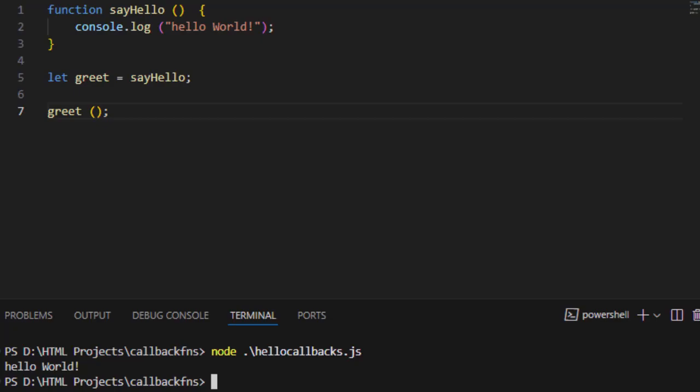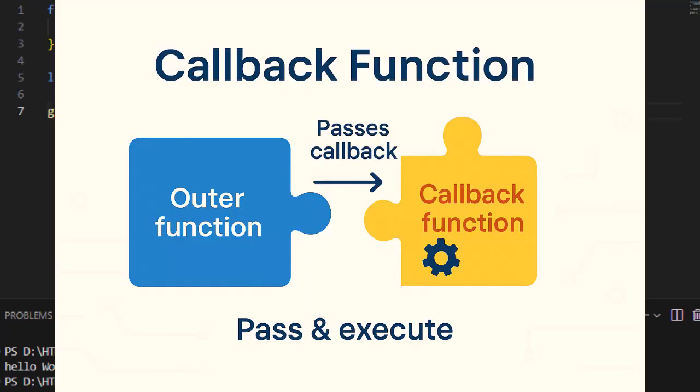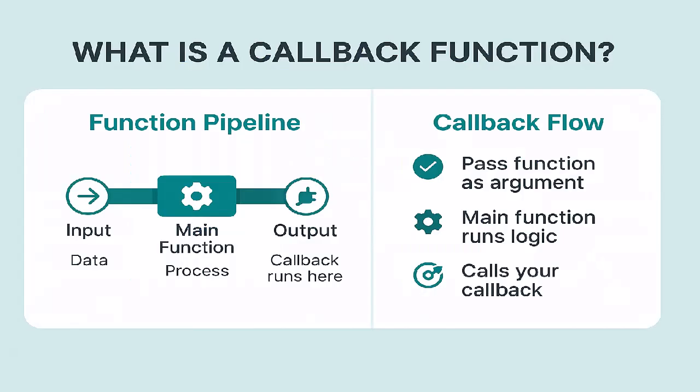Now let's understand what exactly a callback function is. A callback function is a function that is passed as an argument to another function and then executed inside that other function. It's called a callback because it gets called back at a certain point in that outer function's execution. Now let's create a function that takes a name argument and a callback function as parameters.